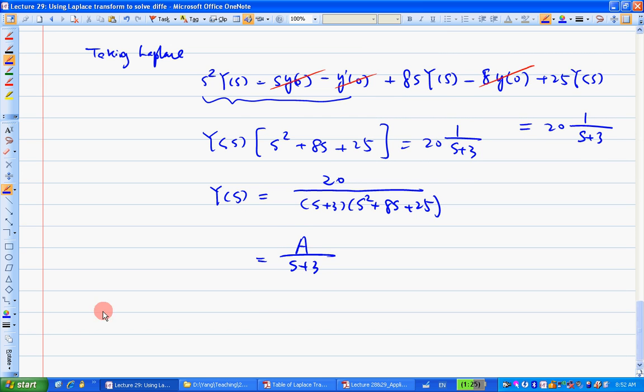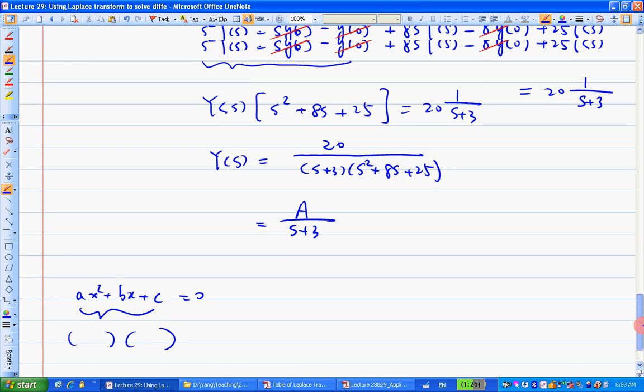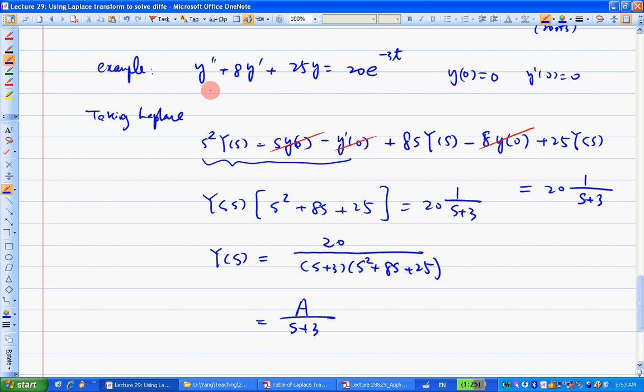Now, technically speaking, when you have ax squared plus bx plus c equal to 0, you can always break this down into two factors, right? But the only problem is you have to look at what the solution for x is. The solution could be real numbers, could be complex numbers. For this particular case, this is like taking the characteristic equation. What's the characteristic equation? Lambda squared plus 8 lambda plus 25, equal to 0.